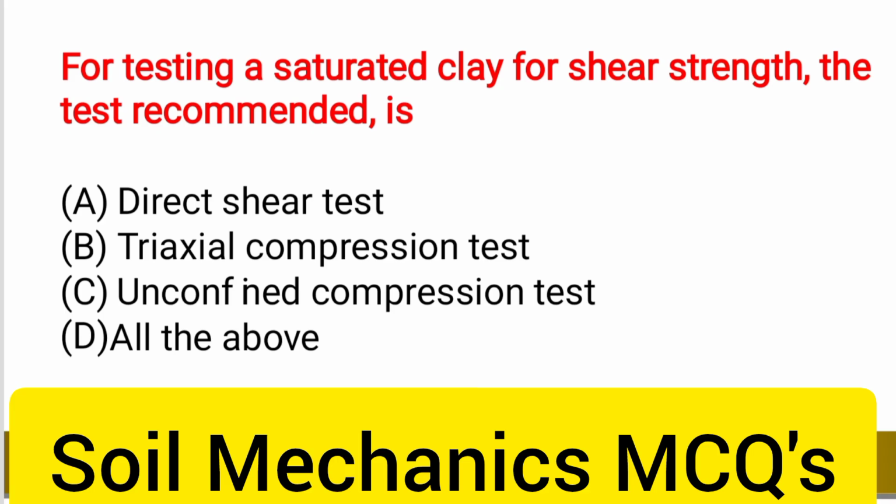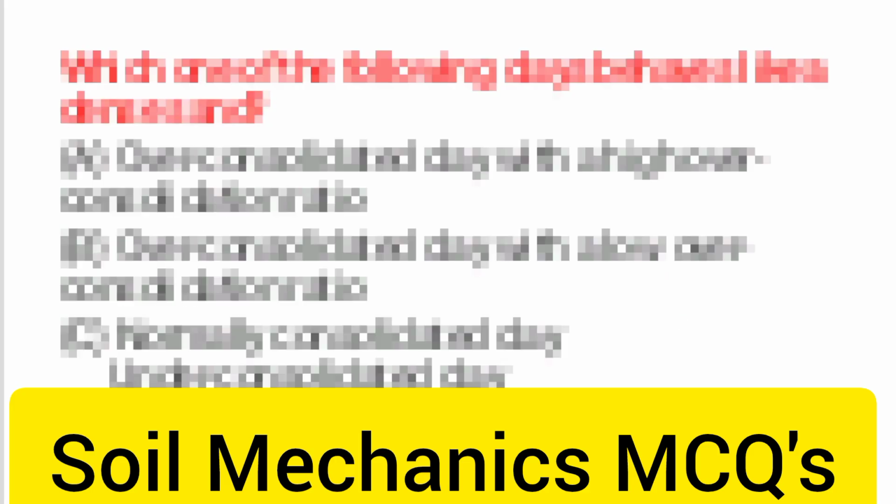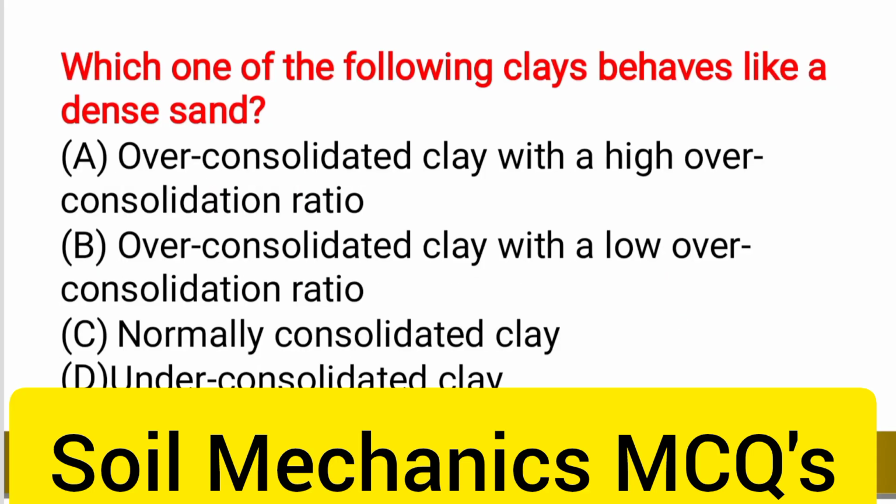So the correct answer is option C, unconfined compression test. Next question, which of the following clay behave like a dense sand? Option A, over consolidated clay with a higher over consolidation ratio, option B, over consolidated clay with low over consolidation ratio, option C, normally consolidated clay, option D, under consolidated clay. So the correct answer is option A, over consolidated clay with higher over consolidation ratio.